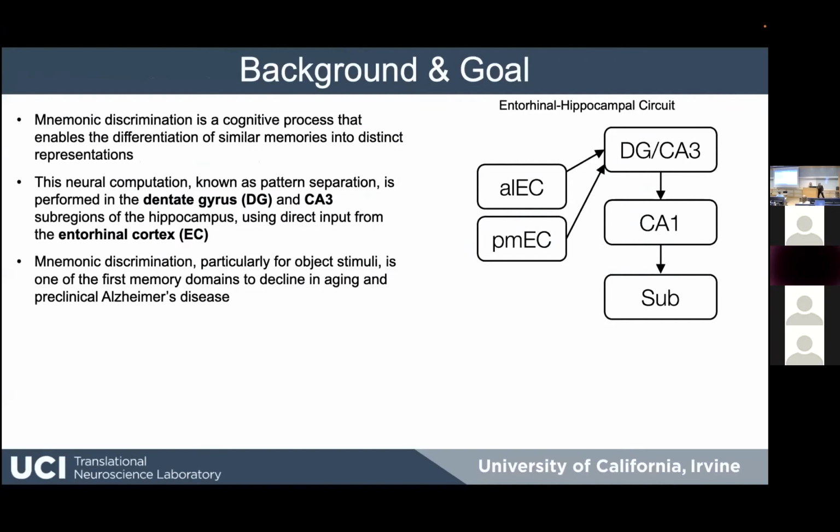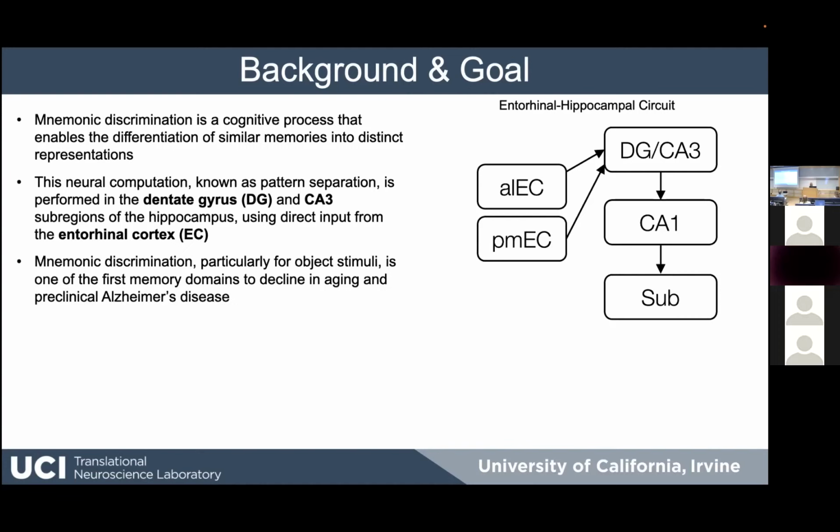Okay, so just for some quick background, the last two talks set us up well for this. Mnemonic discrimination is a cognitive process that enables the differentiation of similar memories into distinct representations. The neural computation that supports this, known as pattern separation, is performed in the dentate gyrus and CA3 subfields of the hippocampus and relies on direct input from the entorhinal cortex via the perforant pathway.